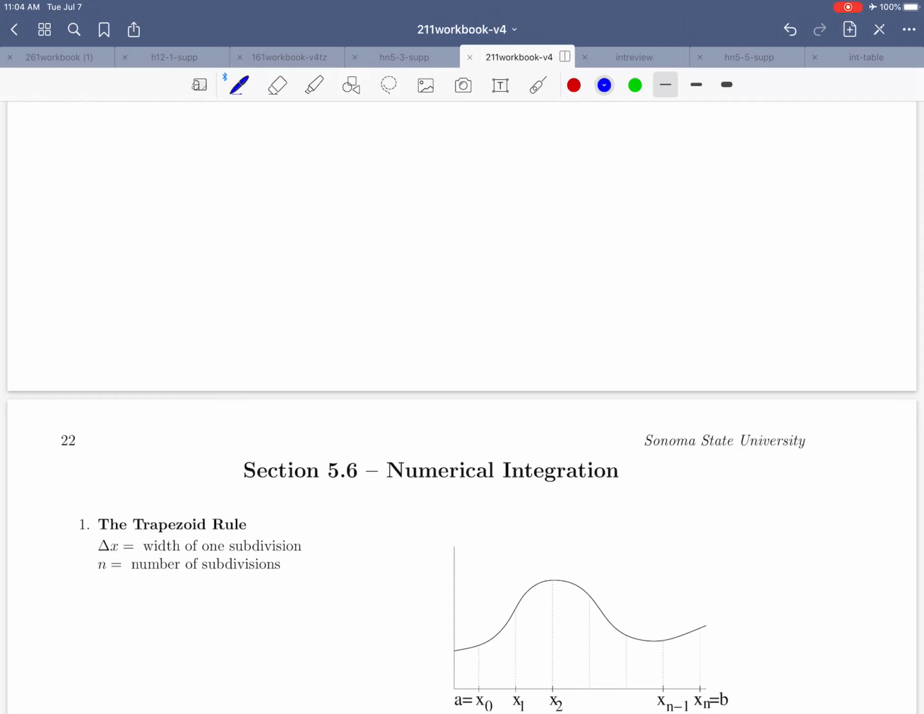Hello everybody, and welcome to the beginning of section 5.6. We're looking at page 22 in the workbook. And before we dive into this section, I want to start with just a motivating example here.